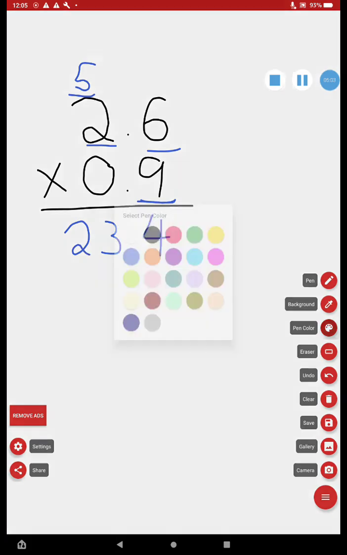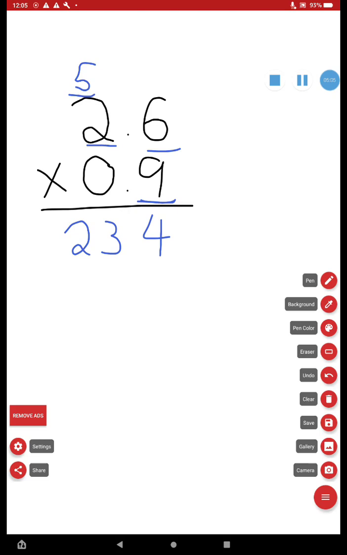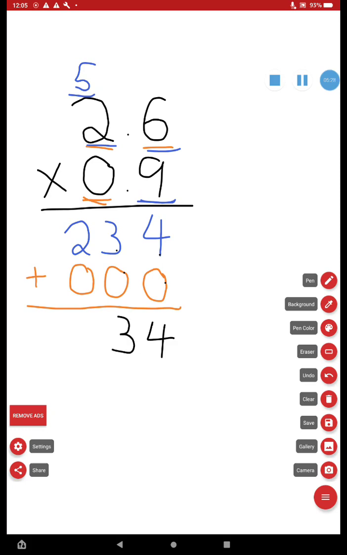Next row, put a placeholder. 0 times 6 is 0. 0 times 2 is 0. All right, add them together. 4 plus 0 is 4. 3 plus 0 is 3. 2 plus 0 is 2. 234? Not quite. I need to put my decimal point.